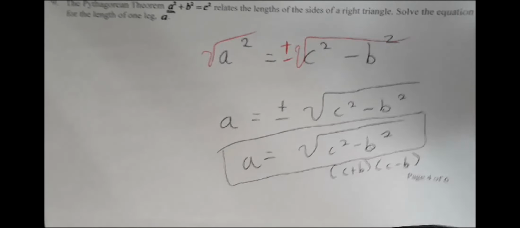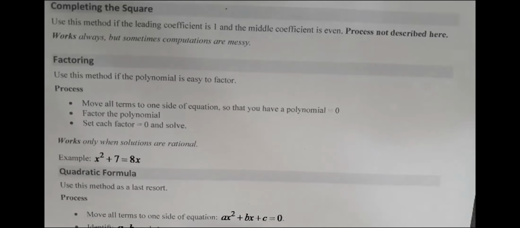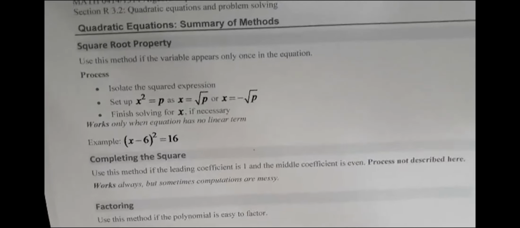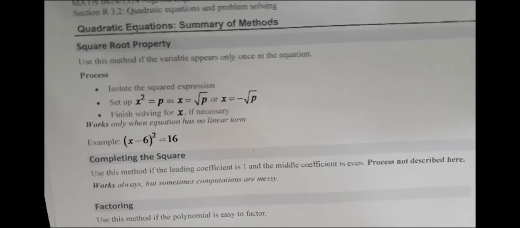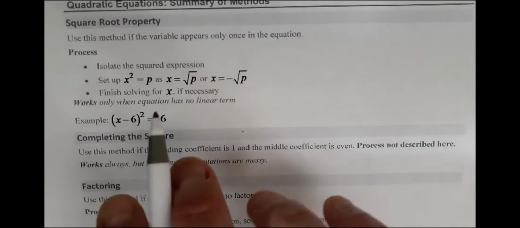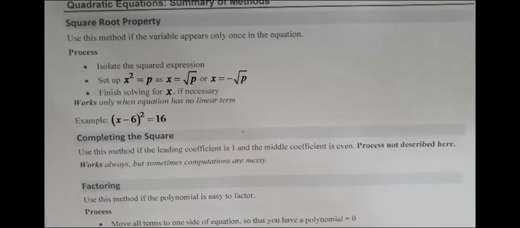Square root, we're going to do c squared minus b squared. Okay, so now they're giving us a bit of a mixed practice. So we've done a few different things. We've done square root properties, we've done factoring, and we've worked our way up to the quadratic formula. So the square root property. So they talk about the square root property. They give you a short little example here.